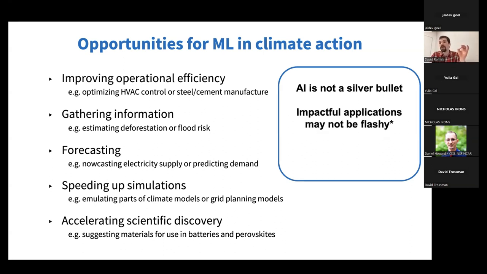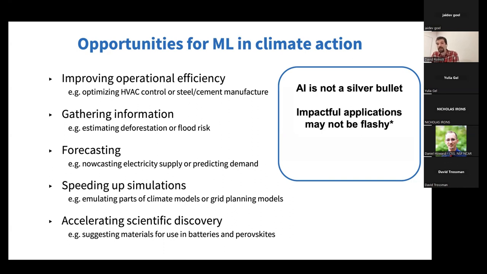It's important to remember also, impactful applications may not be flashy. Oftentimes, there are particular applications of AI and machine learning that get a lot of public recognition, but that is not because those are the most impactful for climate change or for society, generally speaking. For example, self-driving cars get a lot of press. They are probably going to make climate change worse, as we will explore later in this talk.